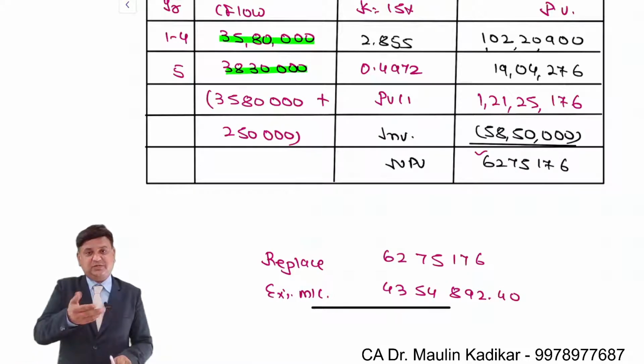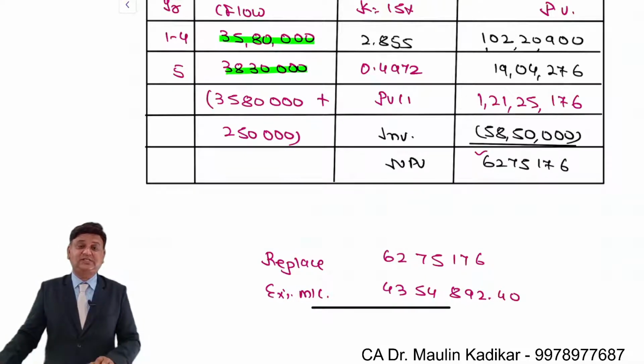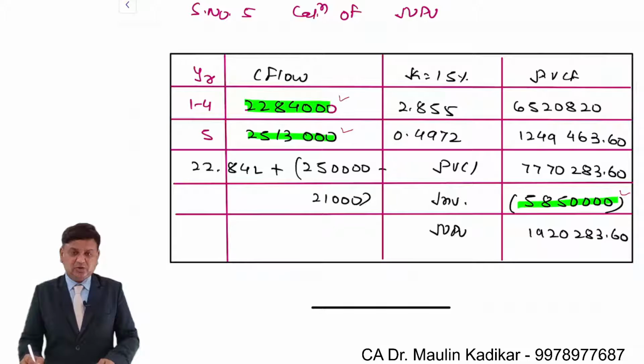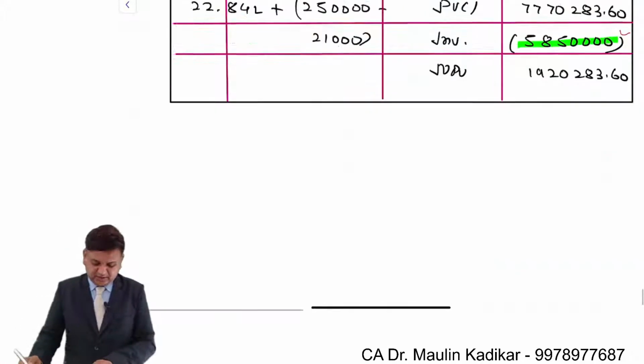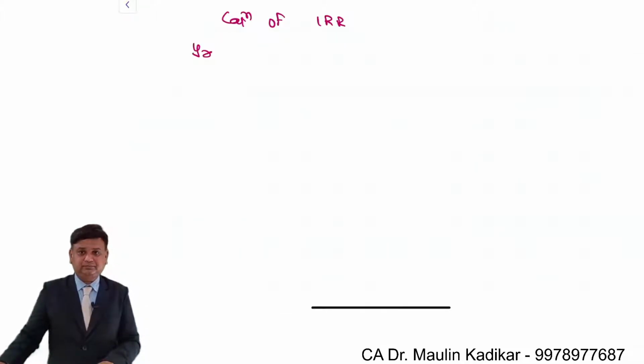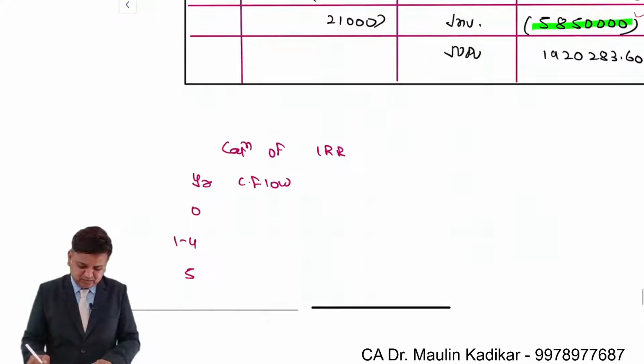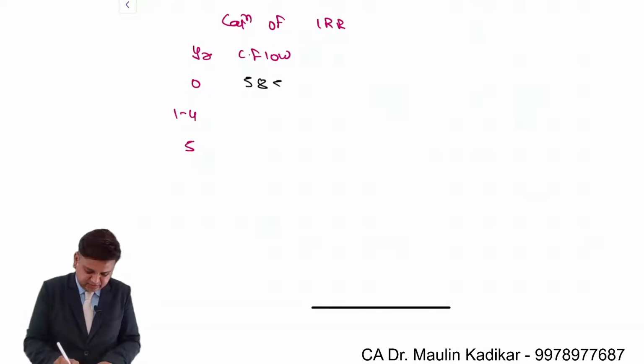Since we have done the first part of the question by both methods, I am doing the answer with the second method, the incremental cash flow series that we already have prepared. Doing the IRR answer would be very simple for us, so just be a little careful on this point. Write the heading: calculation of IRR. In that, take year 0, 1, 2, 4 and the 5th year. Cash flow: year 0 is a cash outflow of 58,50,000.